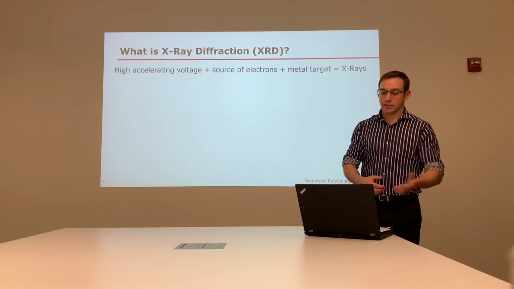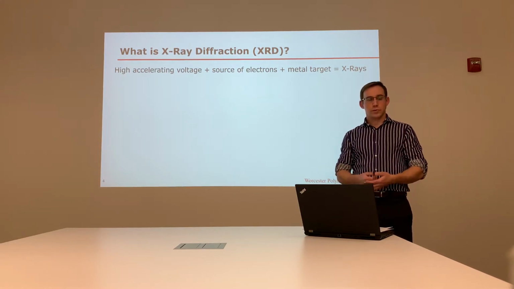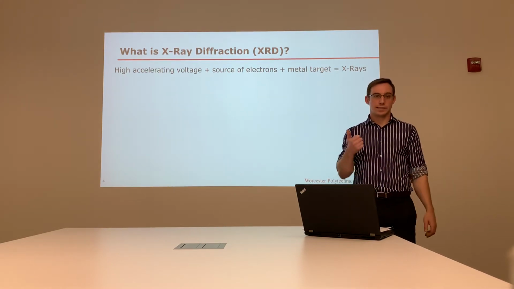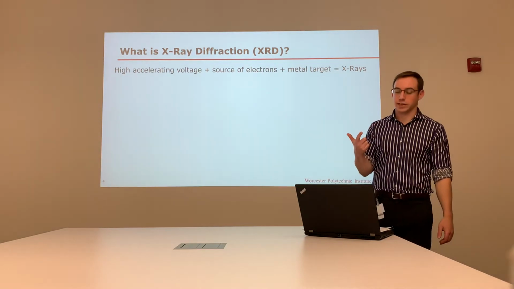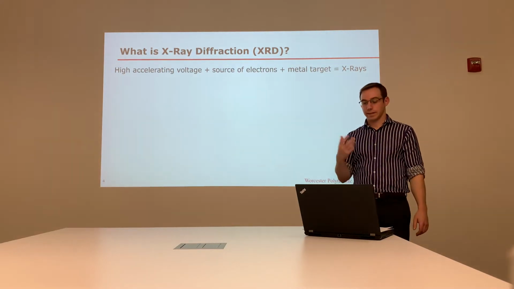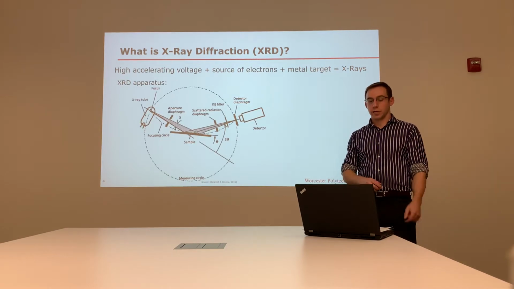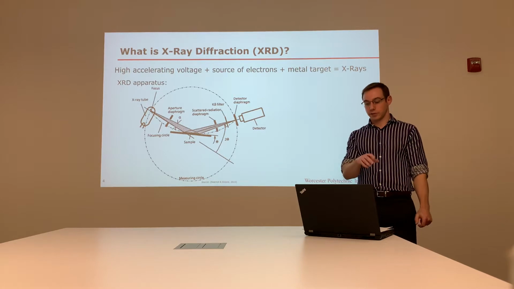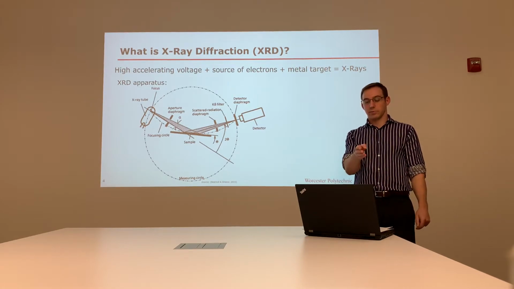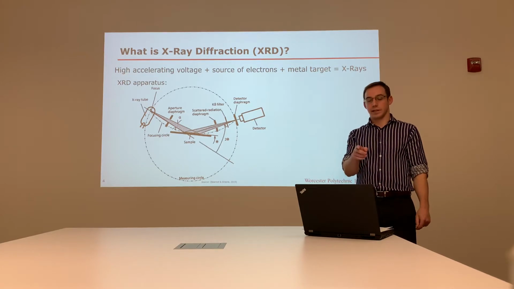So how do we get X-rays? Well, there are three main ingredients: a high accelerating voltage, a source of electrons, and a metal target, and that creates X-rays. Looking at an X-ray diffraction apparatus here, we have the X-ray tube on the left, which creates the X-ray waves that are then focused down on a sample. They reflect off and are picked up by a detector on the other side.